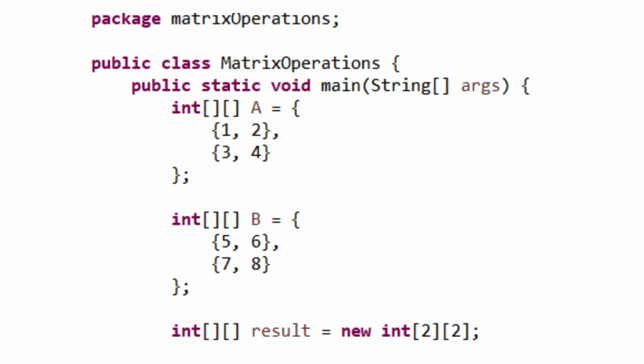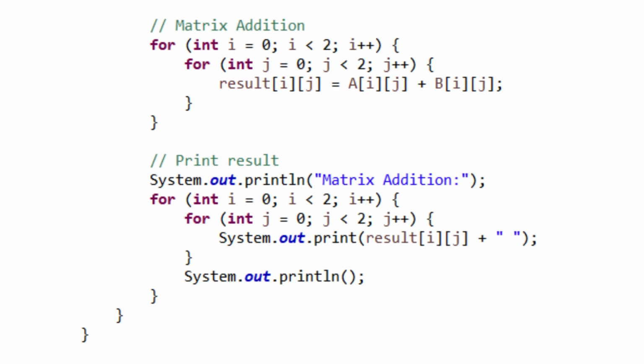Let's try matrix addition. Suppose we have two 2 by 2 images. Public class MatrixOperations, public static void main(String[] args). int[][] A = {{1, 2}, {3, 4}}. int[][] B = {{5, 6}, {7, 8}}. int[][] result = new int[2][2]. So matrix addition: for int i = 0, i less than 2, i plus plus; for int j = 0, j less than 2, j plus plus; result[i][j] = A[i][j] + B[i][j].